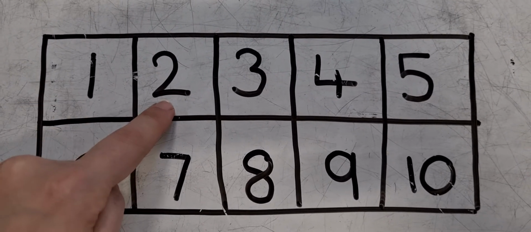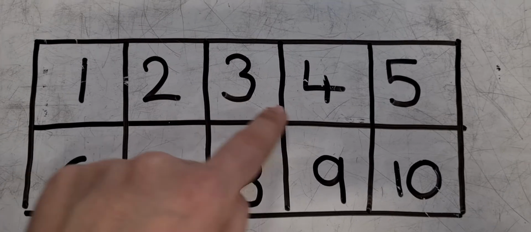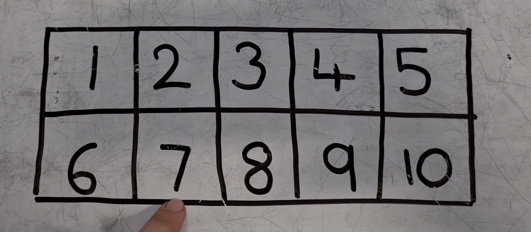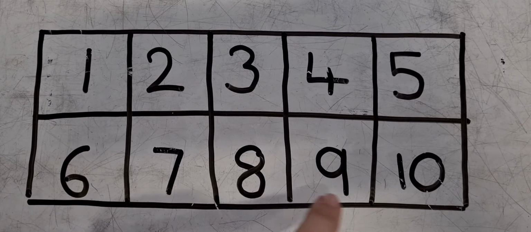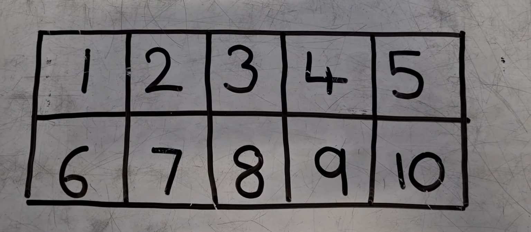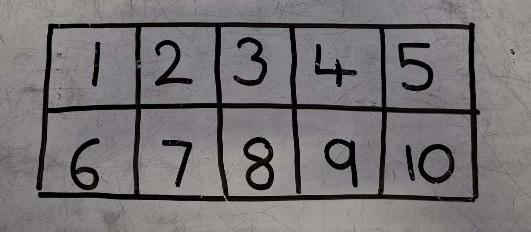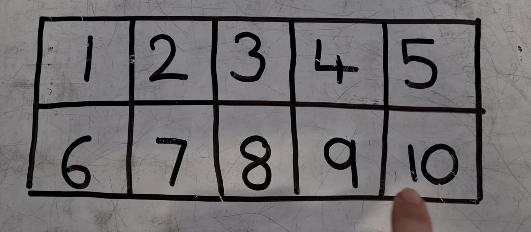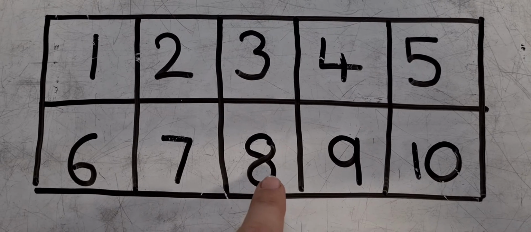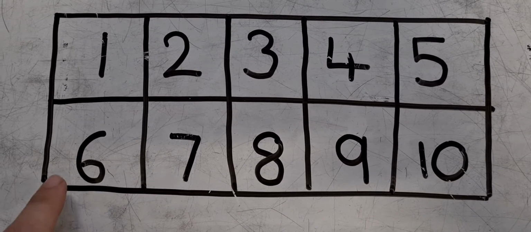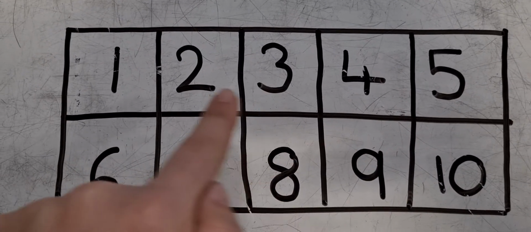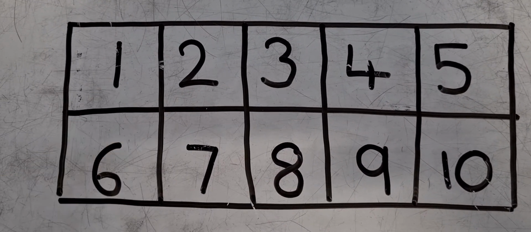1, 2, 3, 4, 5, 6, 7, 8, 9, 10. Now let's count backwards from 10. 10, 9, 8, 7, 6, 5, 4, 3, 2, 1.